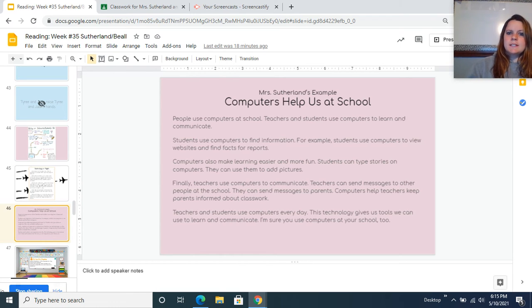Now, for this sentence that says, teachers, oops, where's my mouse? Let me get my mouse over here. I lost my mouse. Come back, mouse. Here, mousy, mousy. There it is.